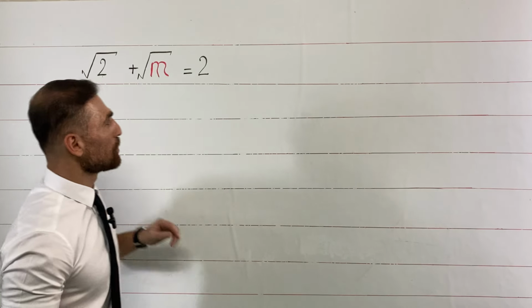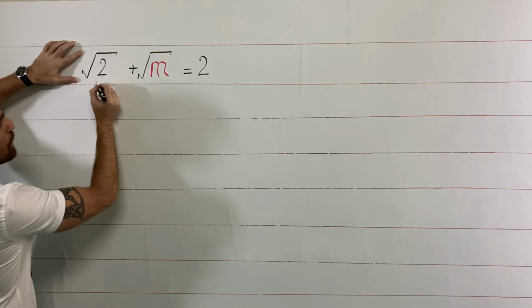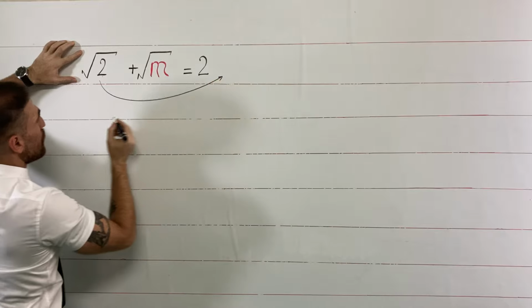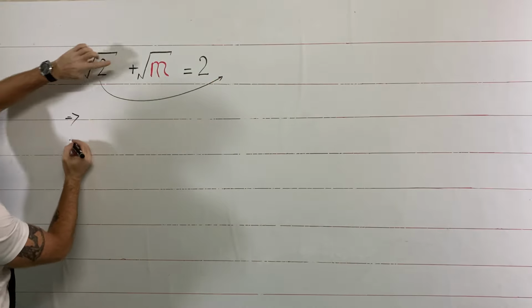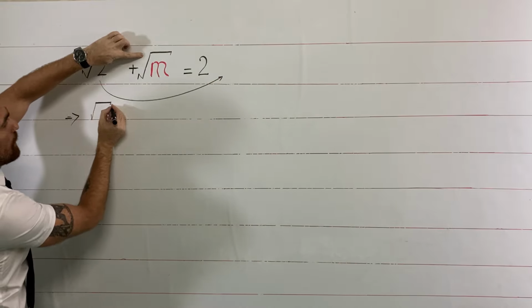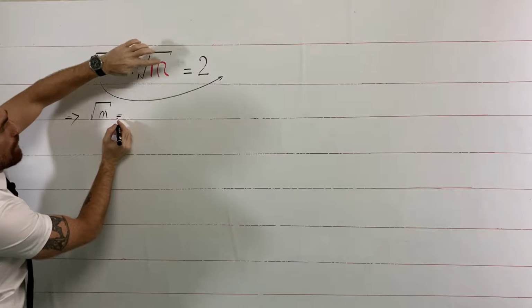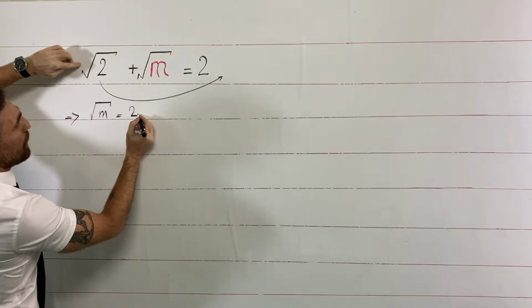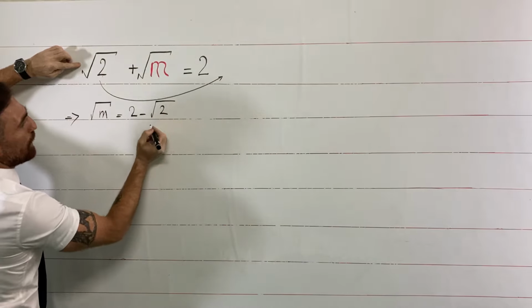To start the solution, I'm going to transpose this square root of 2 to the right side. So, let me write here, left side we have the square root of m equals right side, this 2 minus this square root of 2.